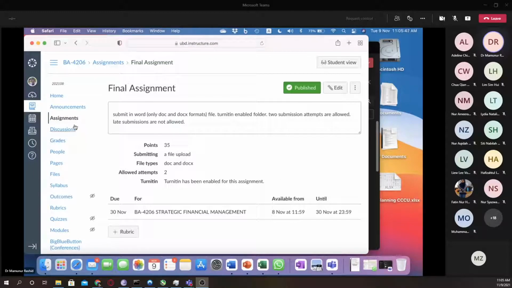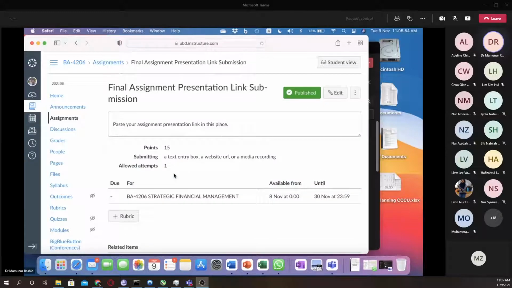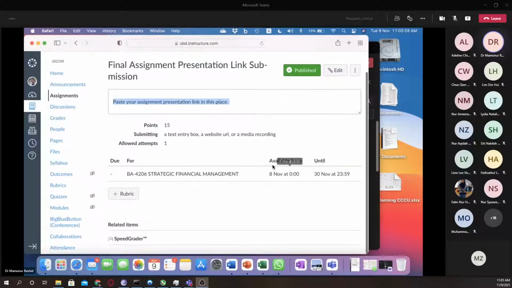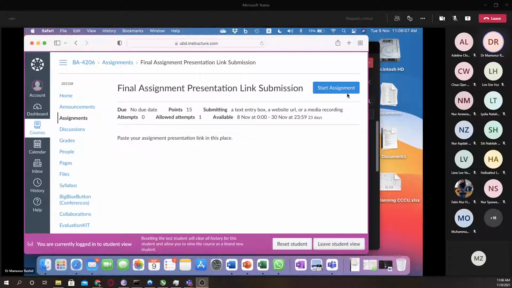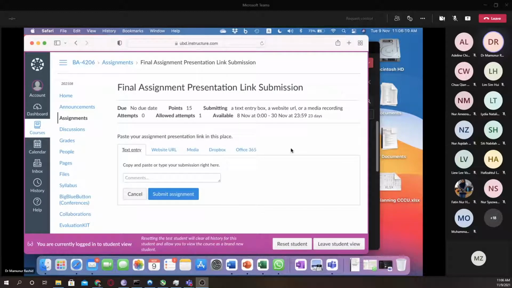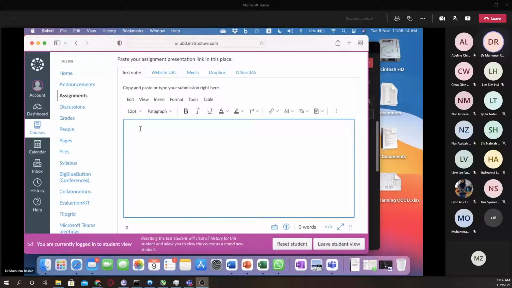Another thing is the final assignment presentation link. I think you can see this. If you click it here, it is only for pasting your assignment presentation link. Now there are 2 ways you can do it. Let me show you in student view how it is done. Let's say start assignment. If you go inside, I have given you a number of options to paste it. You can directly paste a link here in text entry, just paste the link and submit.